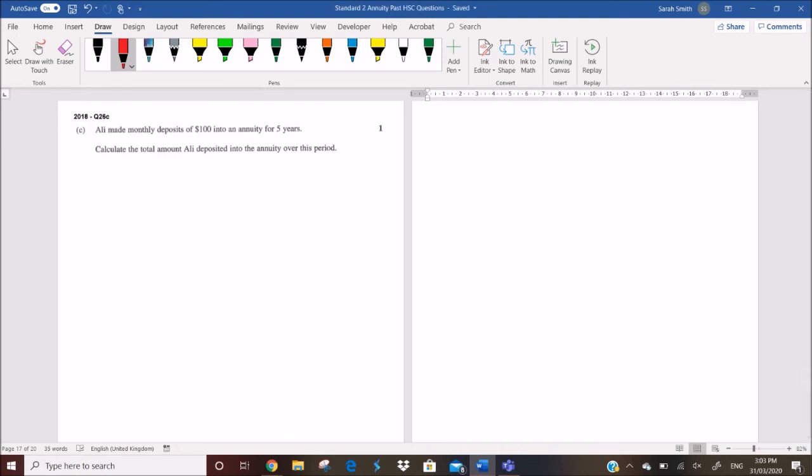This one here, Ali's making monthly deposits of $100 into an annuity over 5 years. Calculate the total amount she's deposited. So this one here is just looking at her deposits, which is 100 times 5 years times every month, which equals 6,000. Therefore, total deposits, $6,000.